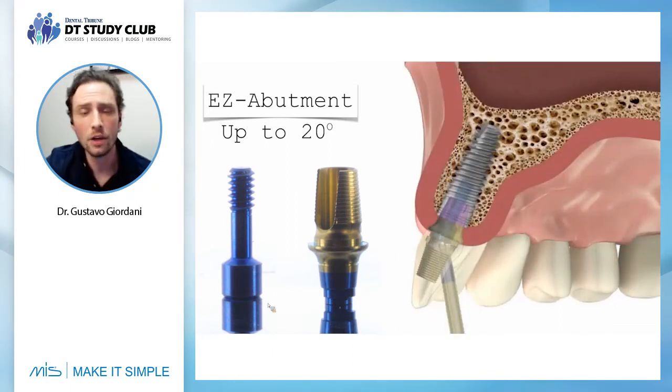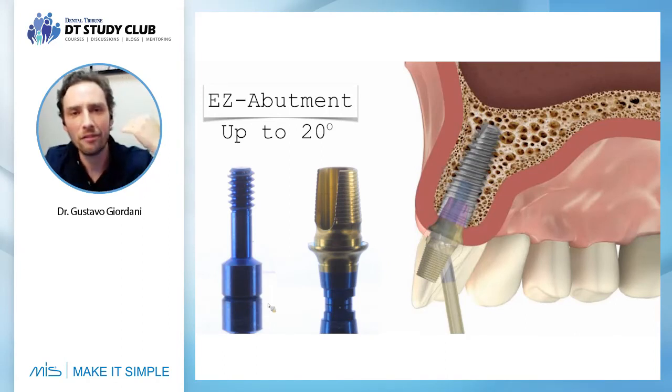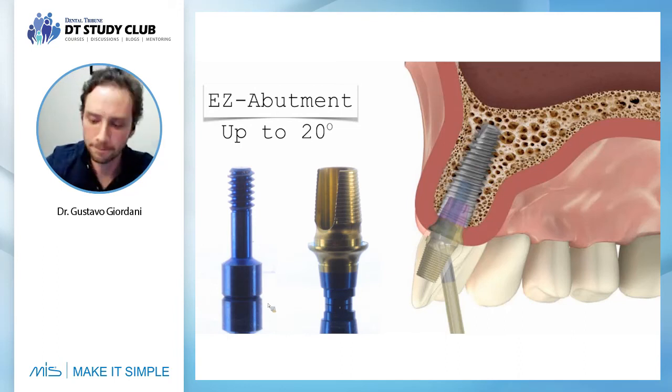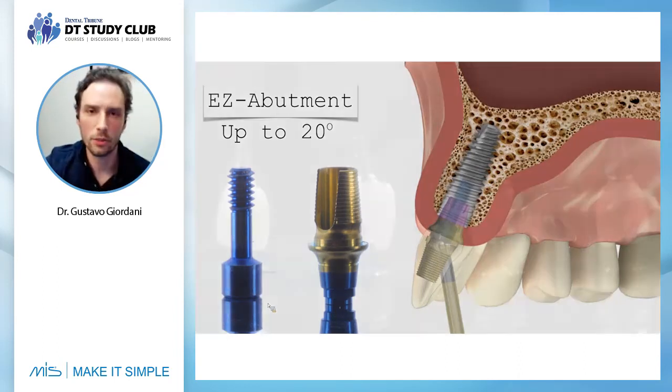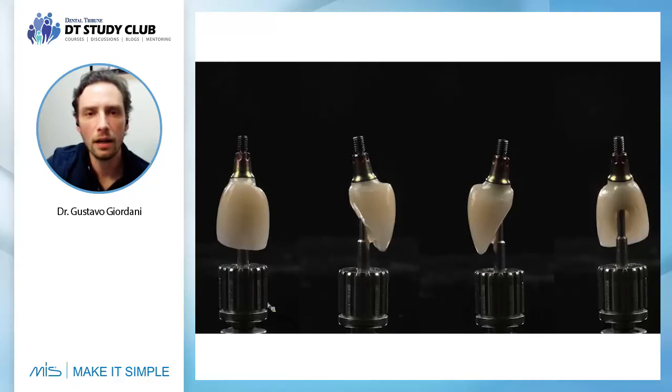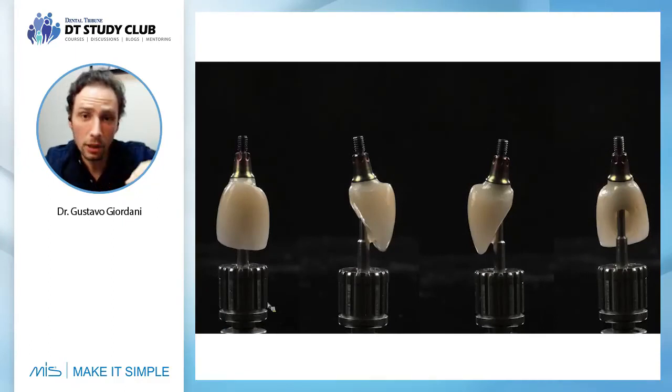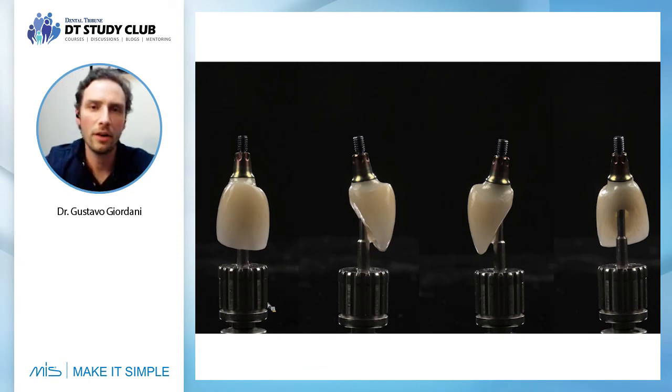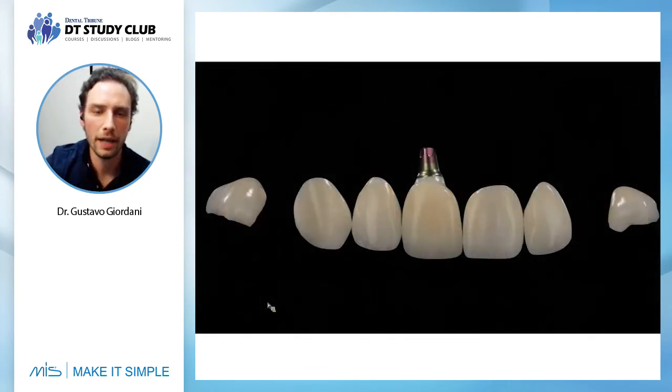Because sometimes you have this kind of situation, and it's not possible to place the implant in the palatal direction and have a very good screw-retained restoration. So look at Monica's restoration. We have an implant a little bit buccal, but by using the easy abutment, you can have a screw-retained restoration in a very safe way.